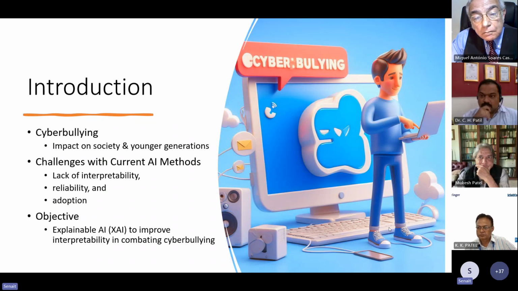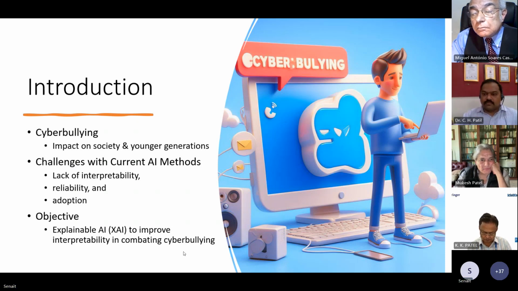Recognizing these challenges, our objective is to introduce explainable artificial intelligence, or XAI, that aims to make the AI decision-making process transparent, understandable, and trustable. Our goal is to create AI systems that are not just powerful in their predictive capability, but also transparent and understandable to all stakeholders involved.